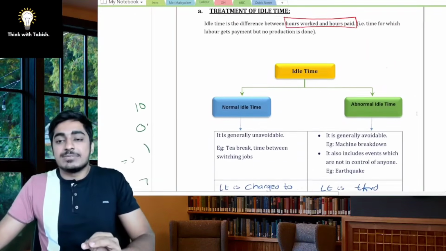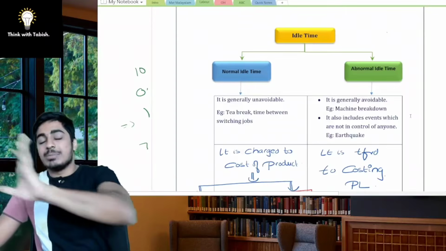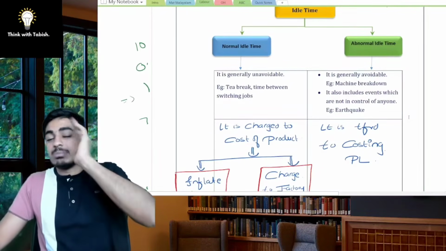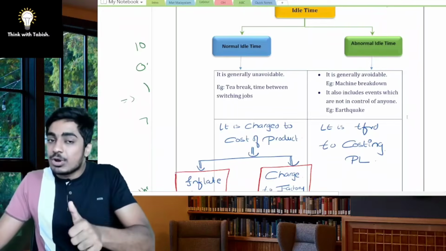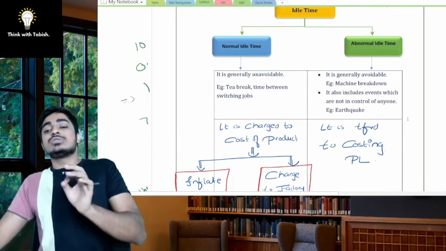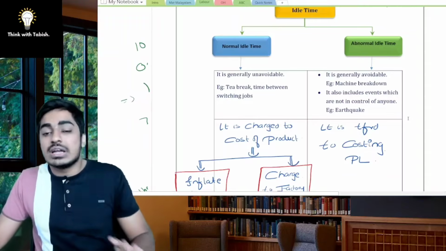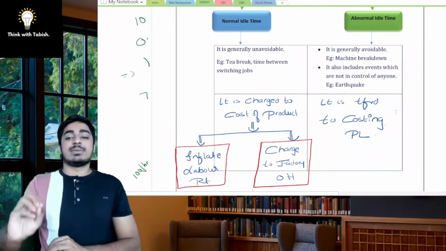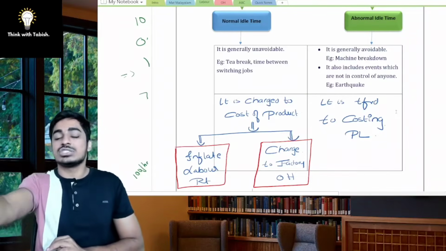Idle time, I can bifurcate it as normal idle time and abnormal idle time. Normal idle time is generally unavoidable. Abnormal idle time is generally avoidable. And one more, it also includes the events which are not in control of anyone. Say, for example, we have an earthquake. Abnormal idle time, the cost will be transferred to costing P&L.